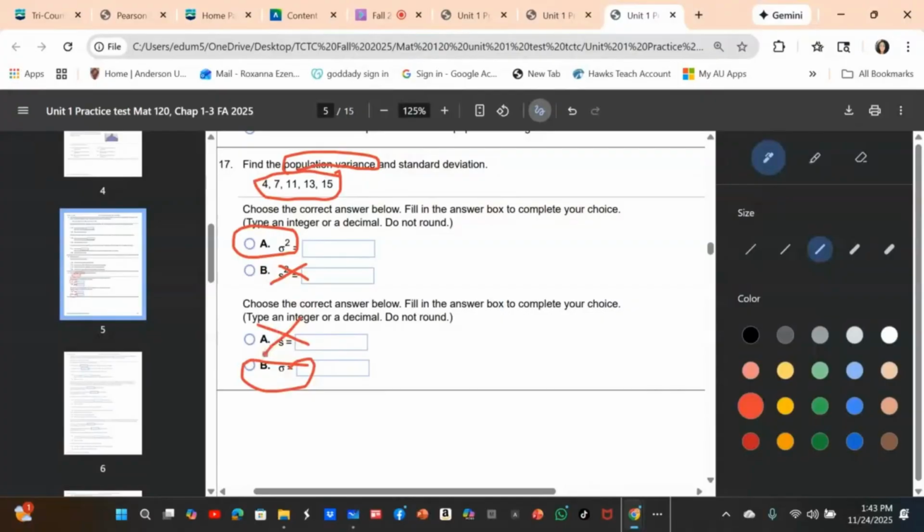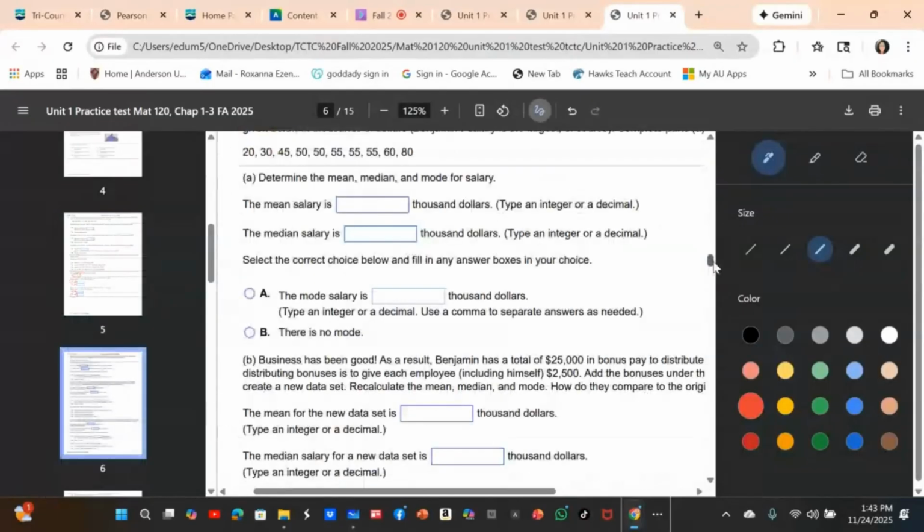Even if your answer is right, but you mistakenly wrote it as a sample standard deviation, you failed it. And the computer is grading your paper. The computer doesn't know who you are. You just need to know the difference between a parameter and a statistic. When you have the population standard deviation, you square it to get the population variance. That's what you want to do.